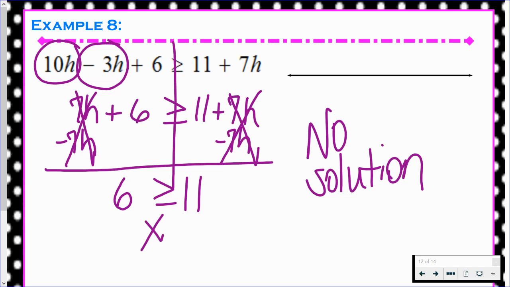Now, when it comes to graphing, if there's no solution, well, then there's going to be no graph, okay? Because what am I going to shade in? Nothing. There's no solution. There's not one number that would work in this situation. So you would just keep it like that.